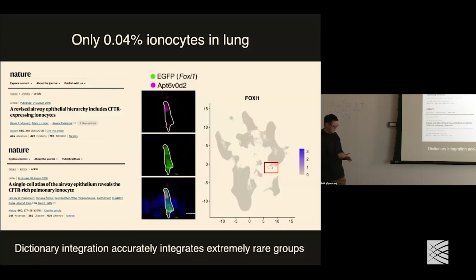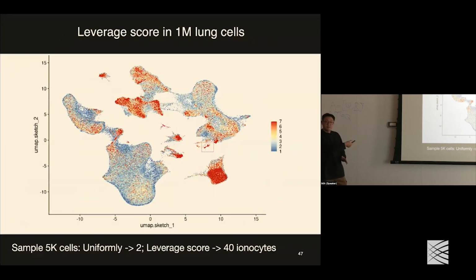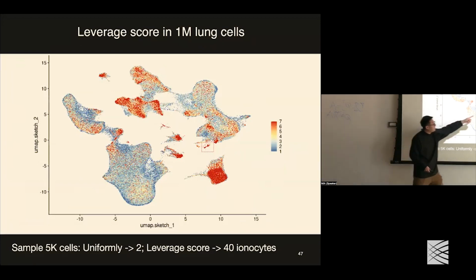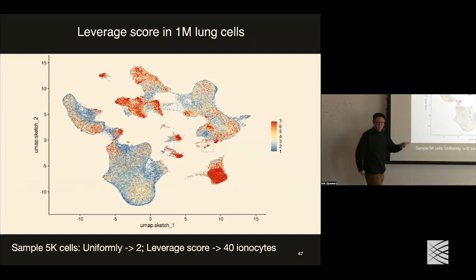The reason we didn't lose the population is that, based on this 0.04%, if we sample 5,000 cells uniformly, we can only get 2 cells. But this population has a very high leverage score. So when we sample the cells based on leverage score, out of 5,000 we can get 40 ionocytes, and then they easily form clusters in those dictionary, those representative data.